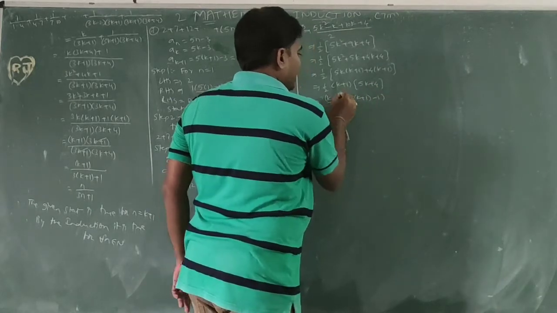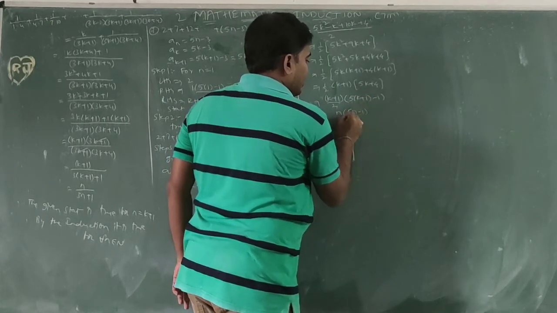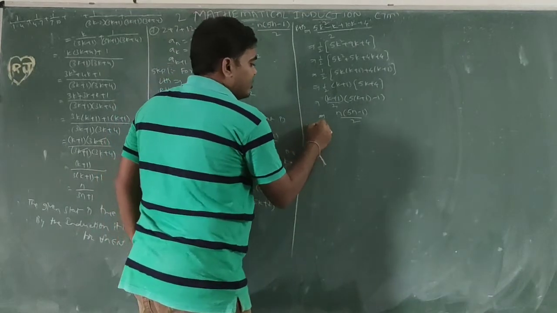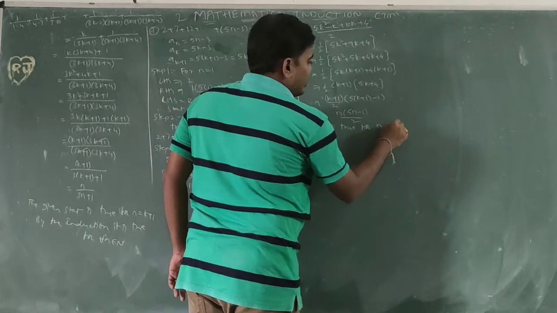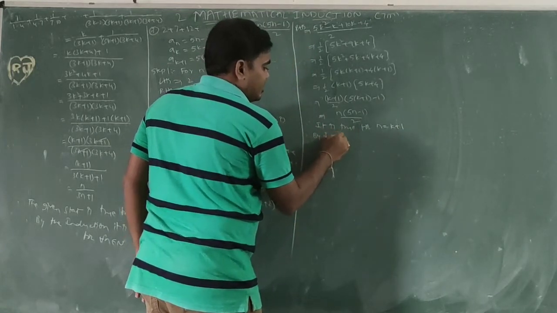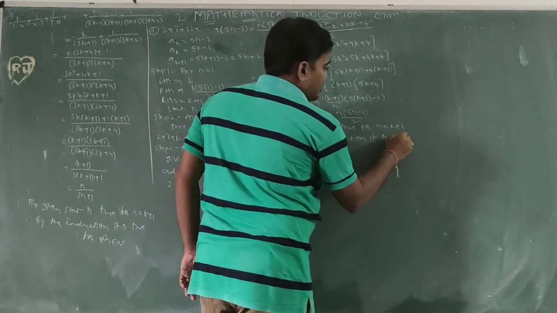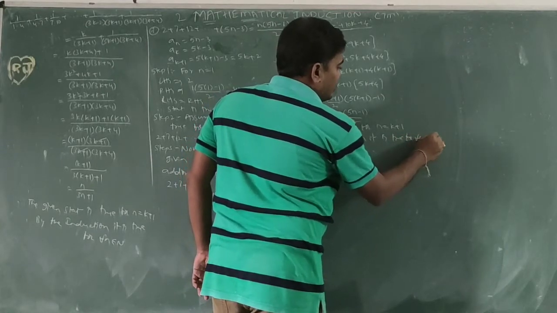So now k plus 1 equal to n. 5 into n minus 1 by 2. n of 5n minus 1 by 2. So therefore it is true for n equal to k plus 1. Therefore by induction it is true for all n belonging to N.